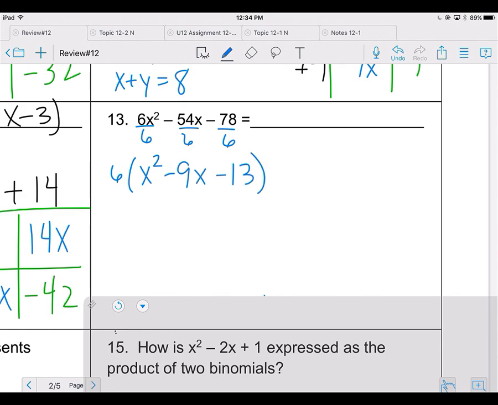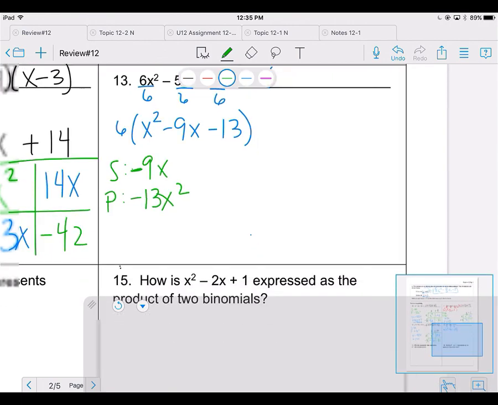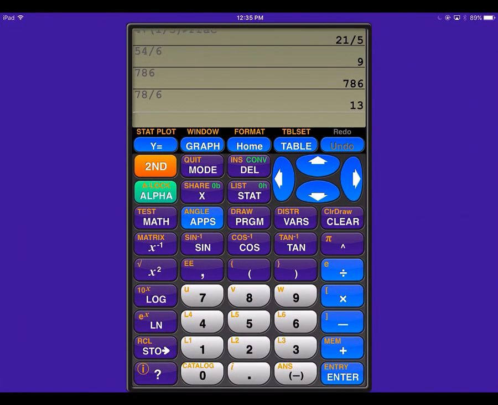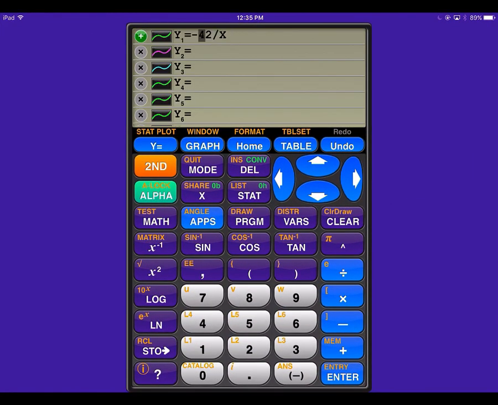Remember, when I take it out, I am dividing it out. I also like to start my answer with my GCF in front so I don't forget it. So I'm looking for two numbers that add to a negative 9 and multiply to negative 13x squared. So I put negative 13 divided by x.